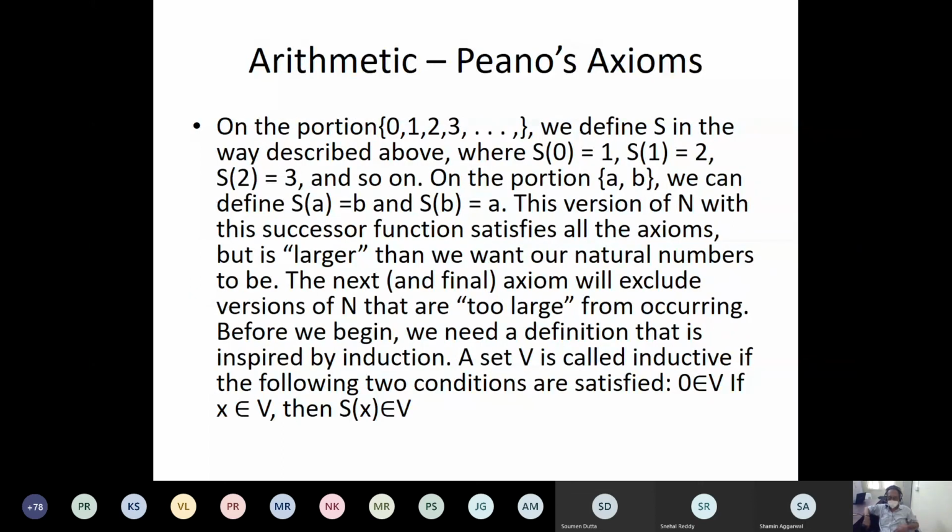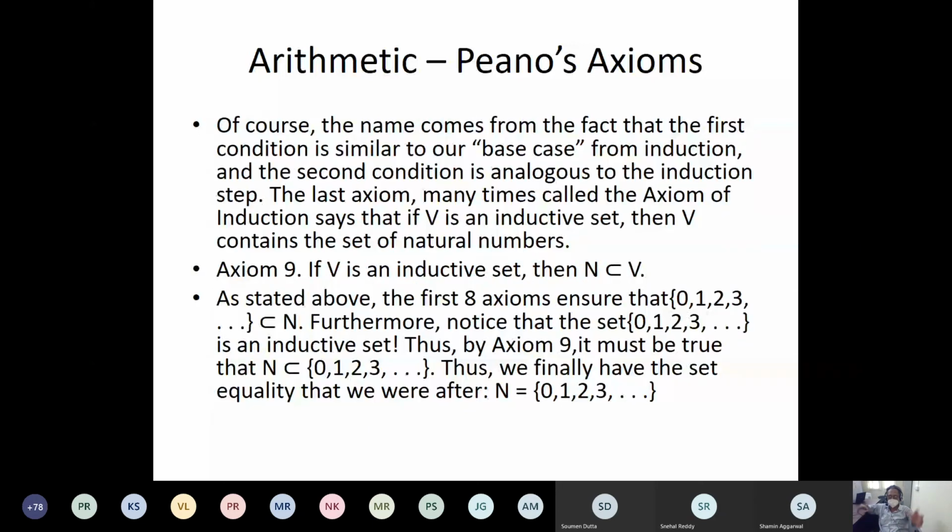If x is in V, then Sx is also in V. So that is an inductive set. And why it is called inductive obviously has to do with induction. Of course, the name comes from the fact that the first condition is similar to our base case from induction, and the second condition is analogous to the induction step.